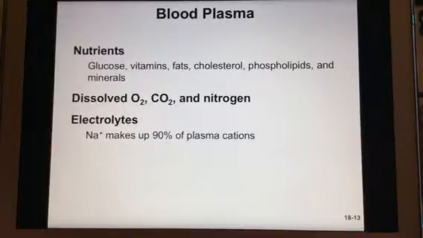The blood plasma also includes nutrients such as glucose, vitamins, fats, cholesterol, lipids, and minerals. But probably the most important are these gases, so dissolved oxygen, carbon dioxide, and nitrogen. We've talked a lot about the oxygen and carbon dioxide, but there is nitrogen floating around in the plasma as well. And then electrolytes. So sodium ions, being the most abundant, make up 90% of the plasma ions.